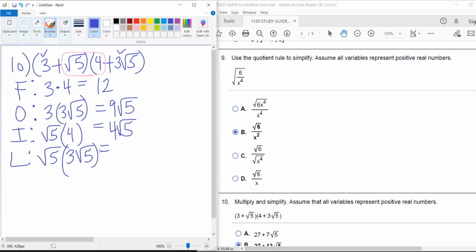Now, square root of 5 times square root of 5 is square root of 25, which is 5. So our last term is actually 15. The last step, combine your like terms and also combine your first and last terms here.